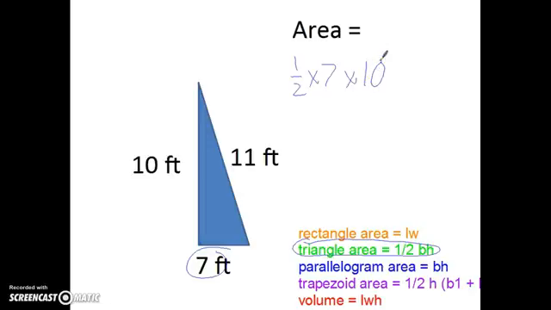So I got 1/2 times 7 times 10. I want to take a half times 10, which is 5. 5 times 7 is going to give me 35 square feet.